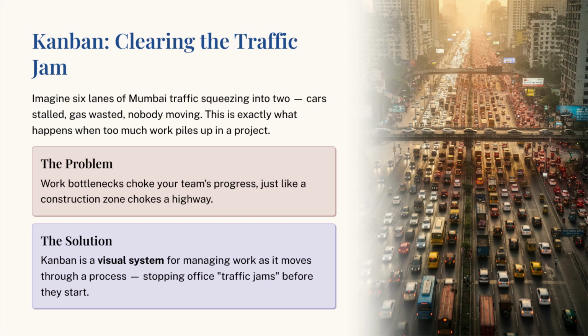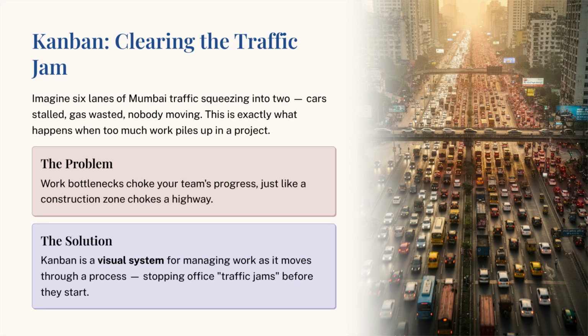This is exactly what happens in a project when you have too much work piling up at once. Kanban is our solution to this chaos. Formally, Kanban is defined as a visual system for managing work as it moves through a process. In simple words, it is simply a way to stop the traffic jams in your office by visualizing your work so you can see exactly where things are getting stuck.